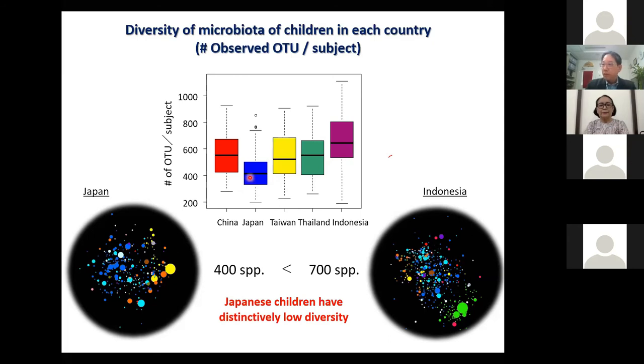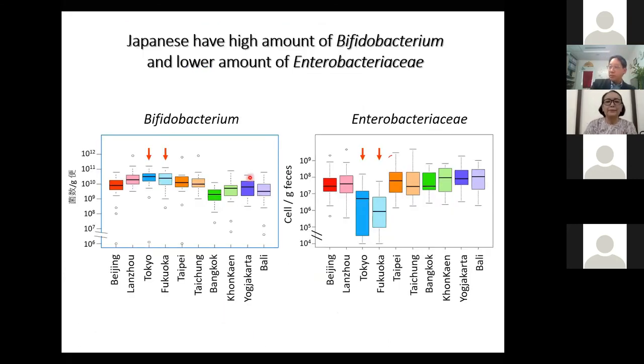But generally, a highly diversified microbial community is said to be good. So maybe the Indonesians can be proud of their children's microflora. But this is a good point of the Japanese, because we have a much more abundant Bifidobacterium genus.